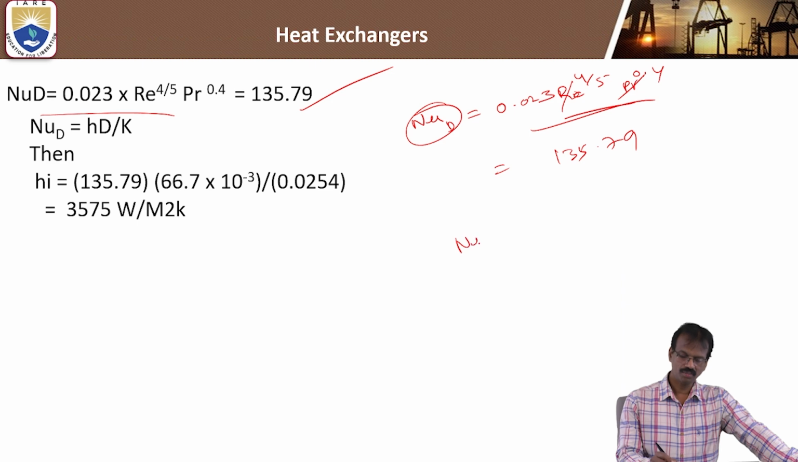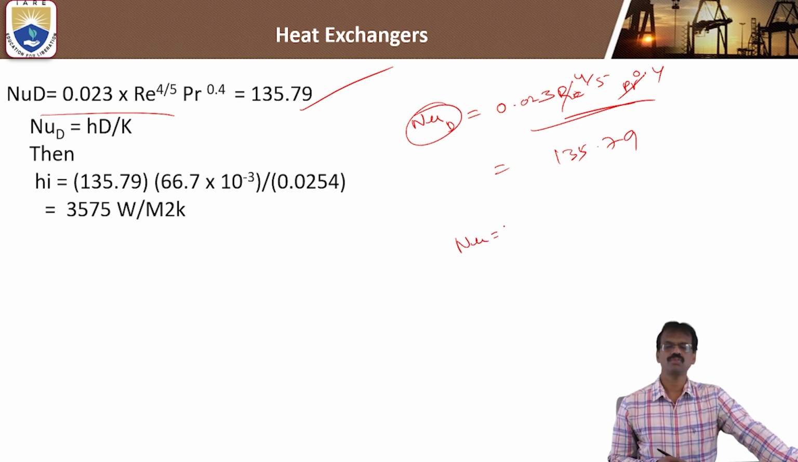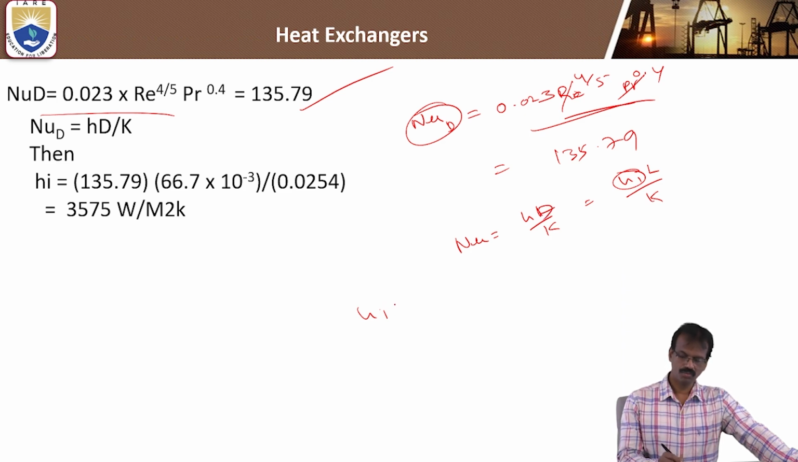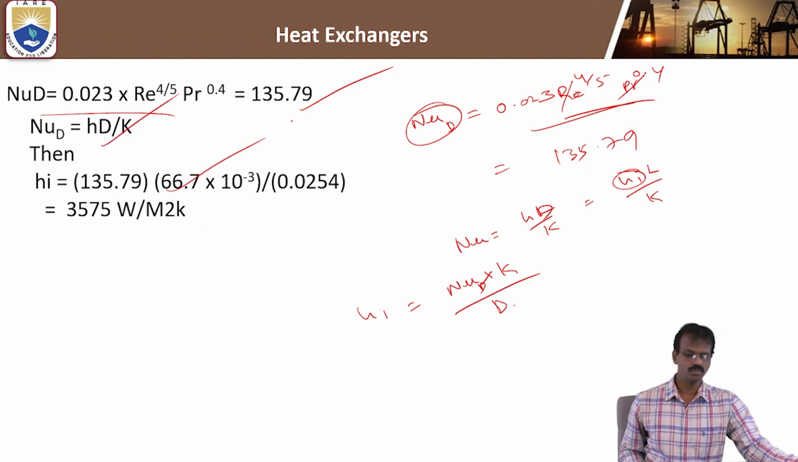If you know this Nusselt value, then you can find out the heat transfer coefficient related to the inner pipe. So hL by k, this is the formula. Here we will take hi L by k. Then you can find out the hi. L here is nothing but diameter D, hD by k. So hi is equal to Nusselt value with respect to D into thermal conductivity by diameter. Okay, so this is the formula. If you substitute those values, then you can find out the hi.